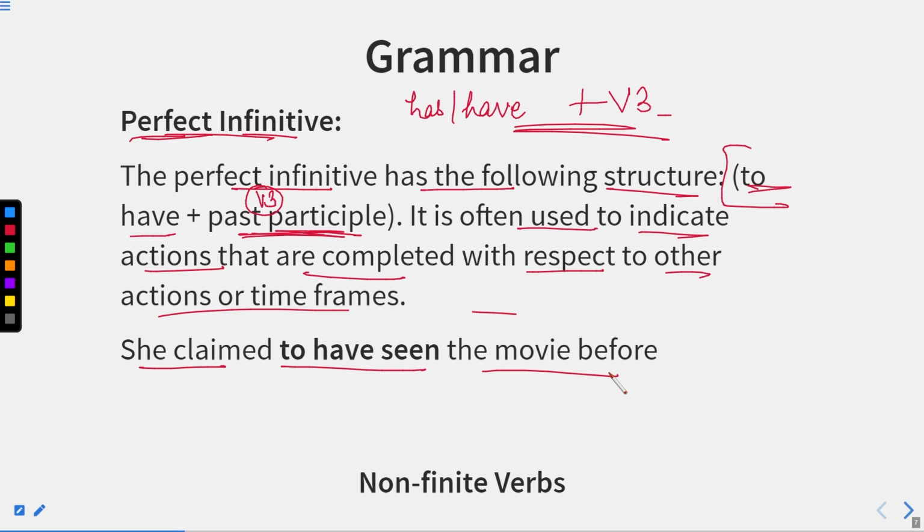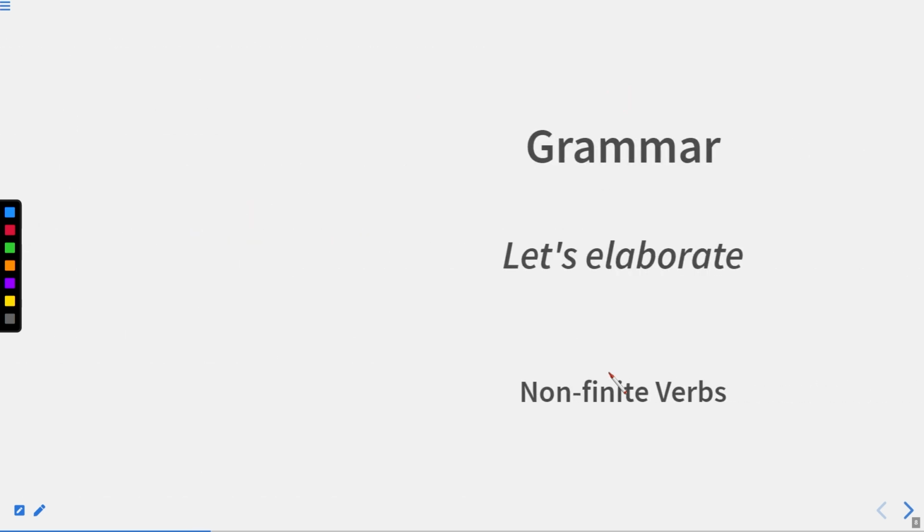She claimed to have visited this place before. Maybe it is possible that we didn't see her, that we have not seen her visiting this place, but she claimed that she has visited this place before as well. So to have seen, to have visited, these kinds of structures are known as perfect infinitive. I hope you understood this. Now let us move forward.